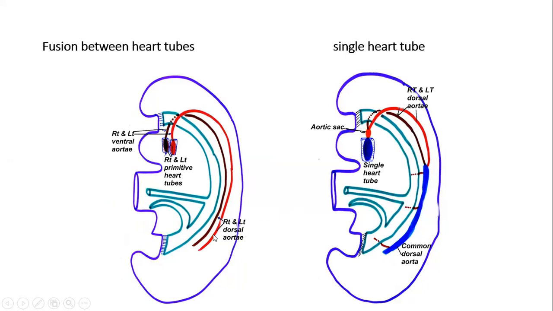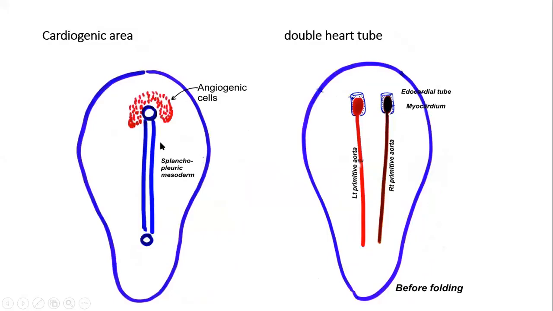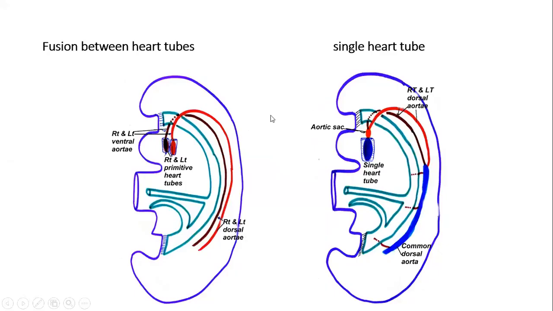Okay, you can see here, this is the folding of the primitive right and left dorsal aorta. So these are called ventral aorta, and these are called the dorsal aorta. These are the right and left primitive heart tubes. So there are two heart tubes. Later, these two heart tubes will join together to form a single heart tube. Initially, as we saw in these pictures, there will be two heart tubes. They will bend initially and then join together to form one.